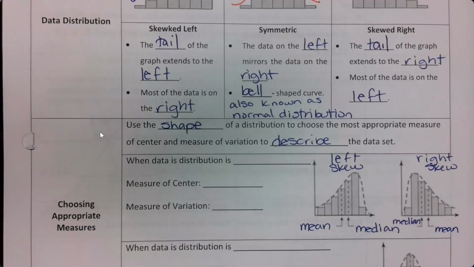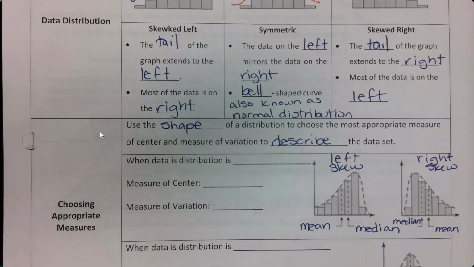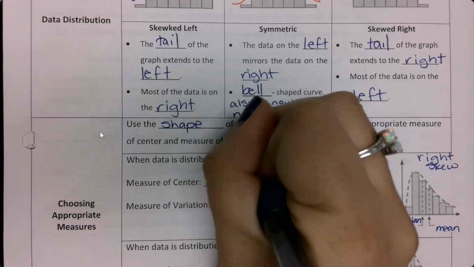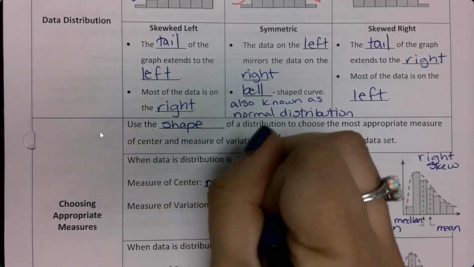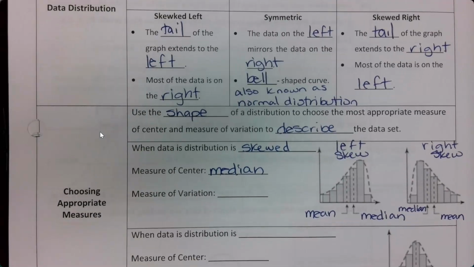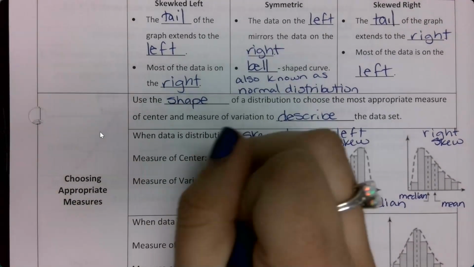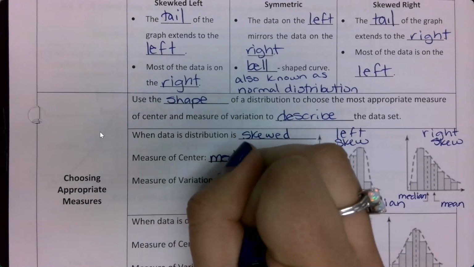So which of those looks like it better represents half of the data, the mean or the median on those two graphs? It's actually my median because it splits up my numbers more equally there, because I want to have about half the numbers on one side and half on the other. So when my data distribution is skewed, my measure of center that I want to use is my median. Okay, and then my measure of variation is going to be my 5-number summary. That just always goes together with the median.